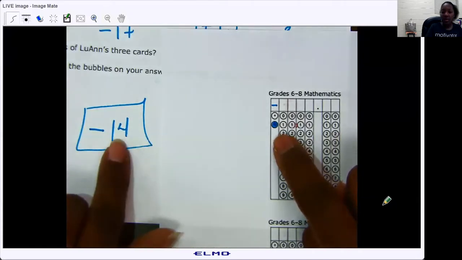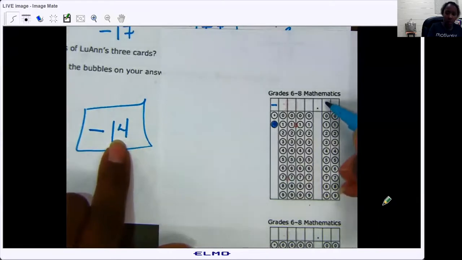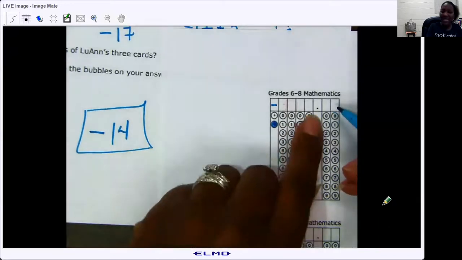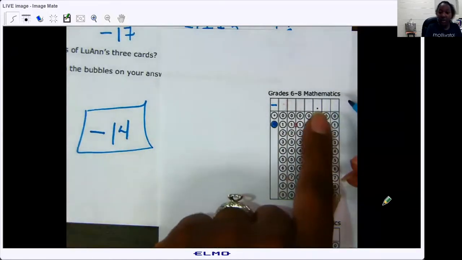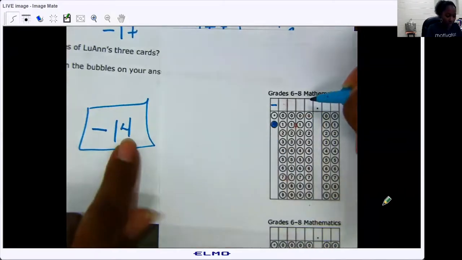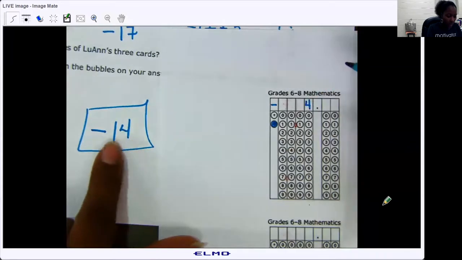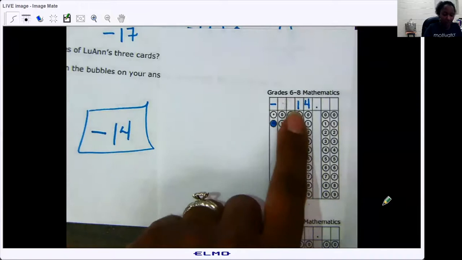Now, 14 is the other information that I need to put in our bubbles. 14 is a whole number. So don't write it back here. Don't put 1-4 back here, because look, this is a decimal. This is not a decimal answer. This is a whole number. So I need to be in front of the decimal. So here's my ones position. The 4 is in the ones position, and the 1 is in the tens position. Okay, so now I have negative 14.